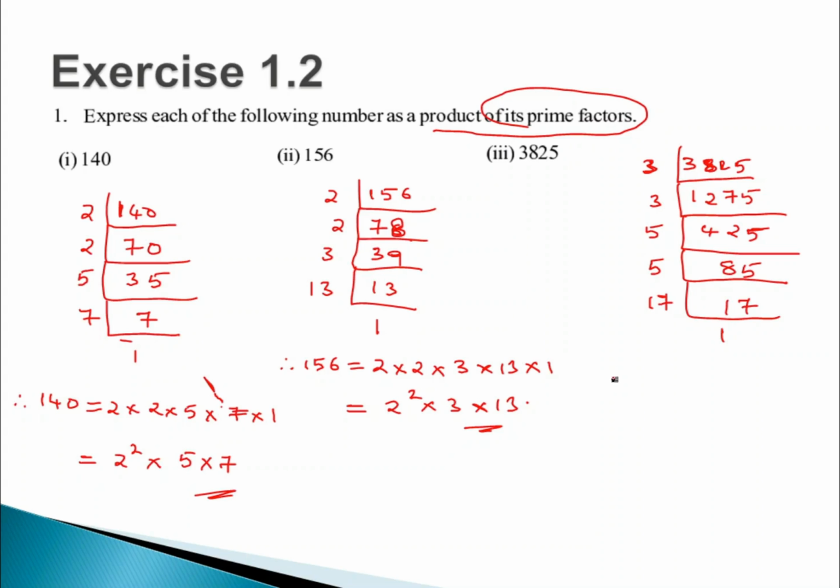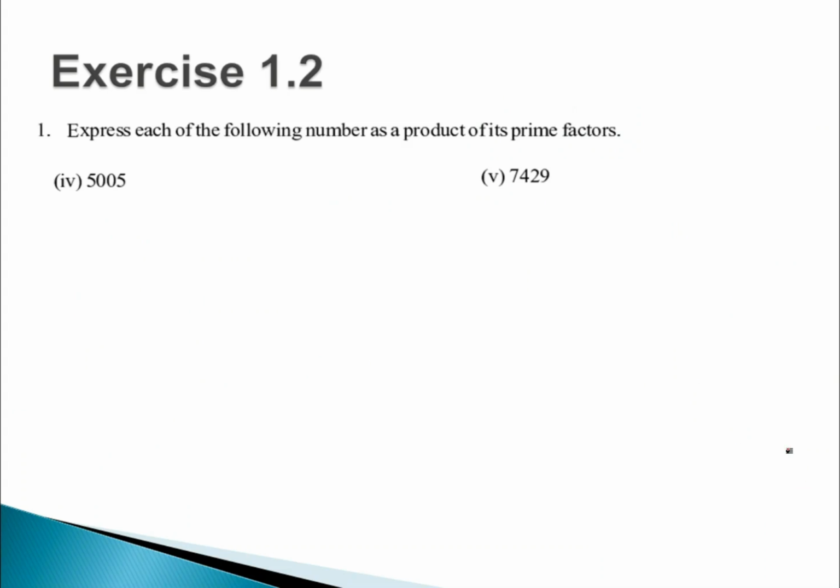As you are having 17, 17 divides into its own table, so 1 is left over. So eventually I can write 3825 as what? 3 into 3, so this is your pair. 5 into 5, so this is your pair, and your 17. Eventually I can write this as 3 square into 5 square into 17 as your answer for this one. Am I clear? So let's look at the next one.